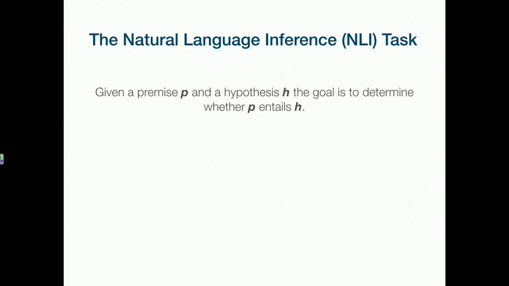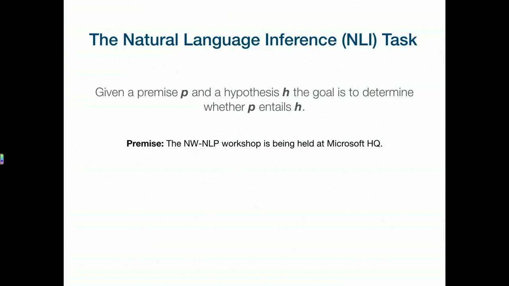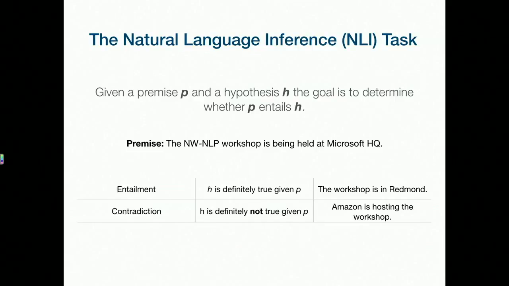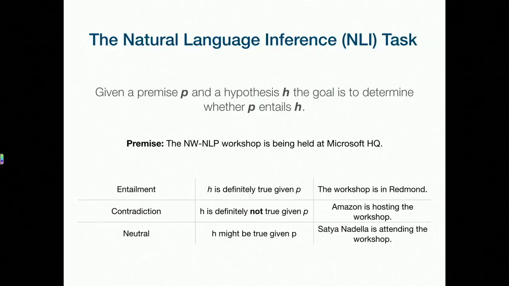I think a lot of people here are familiar with. Basically, you're given two sentences, a premise and a hypothesis. And the goal is to determine whether that premise entails that hypothesis. So there are three categories. For example, if you're given the premise Northwest NLP workshop is being held at Microsoft headquarters. You have an entailment category: the workshop is in Redmond, because that's definitely true given this premise. A contradiction: Amazon is hosting the workshop, because that can't be true. And a neutral example: Satya Nadella is attending the workshop. I don't know if he's here.